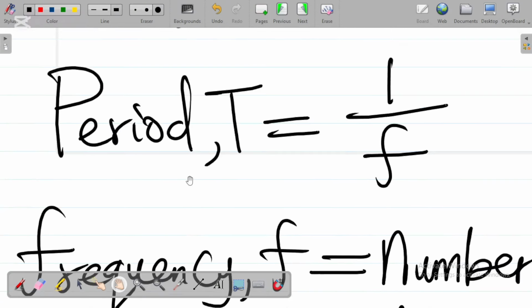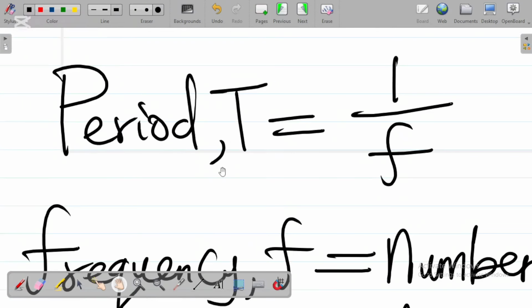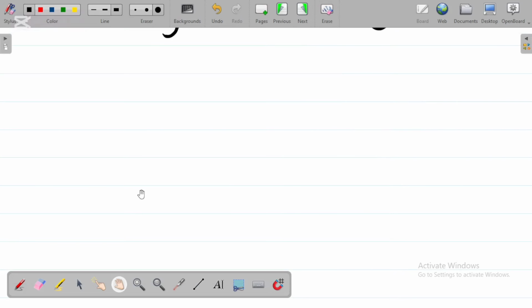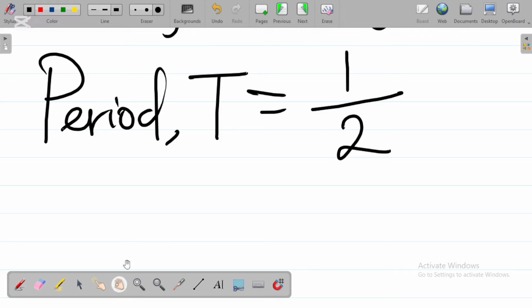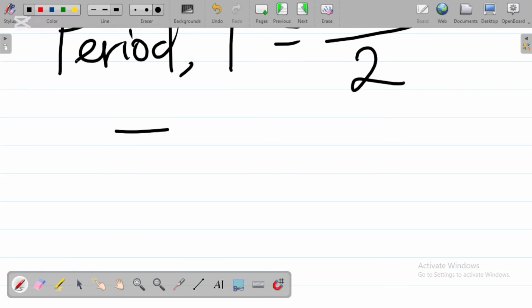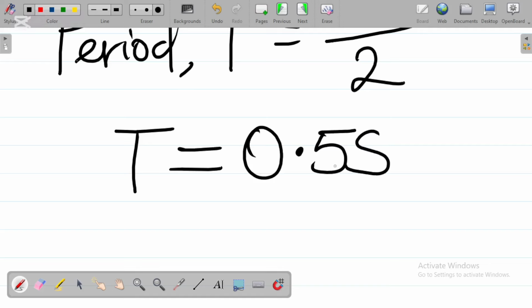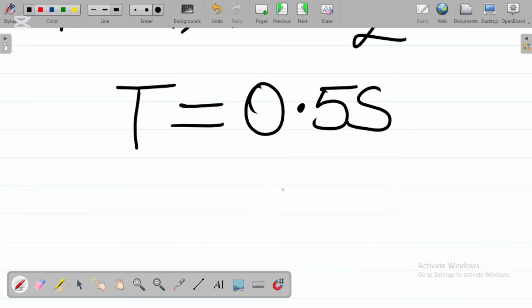Now let's substitute F into this equation. Period T is equal to 1 divided by 2. So therefore T is equal to 0.5 seconds. Remember, period is measured in seconds. Alright, so this is the value of period.